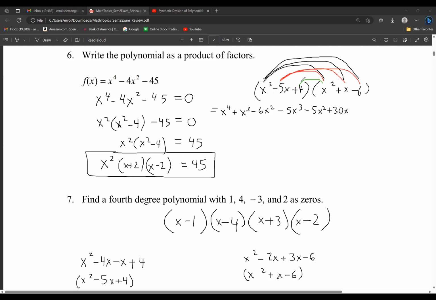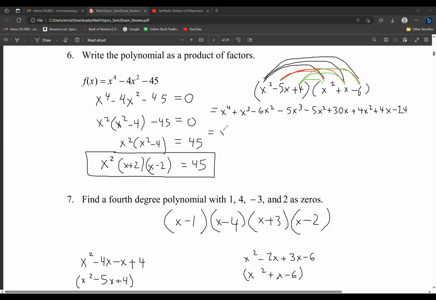This one times this one. This one times this one. This one times this one. Give me the last three. 4x^2. Yep. Middle one: plus 4x. And last one: minus 20, 24. Yep. Okay, now we collect our like terms.